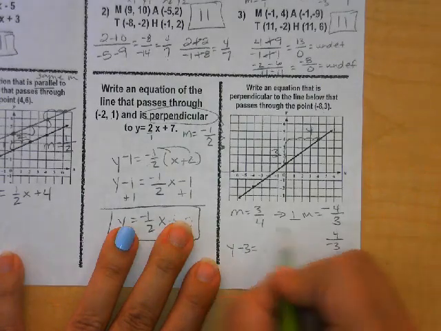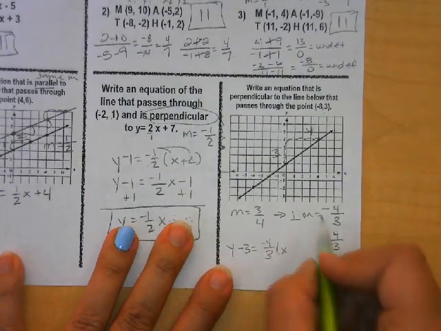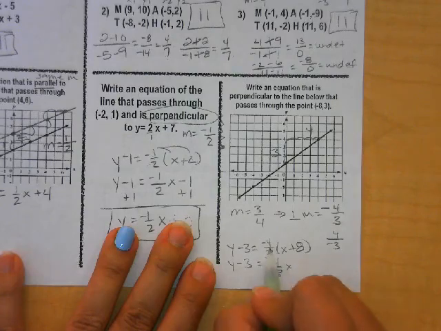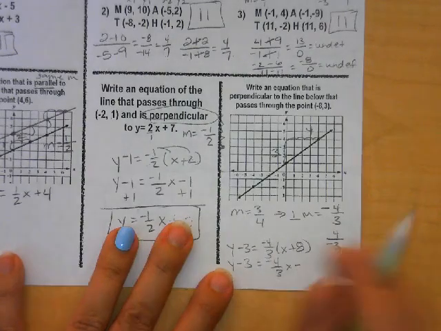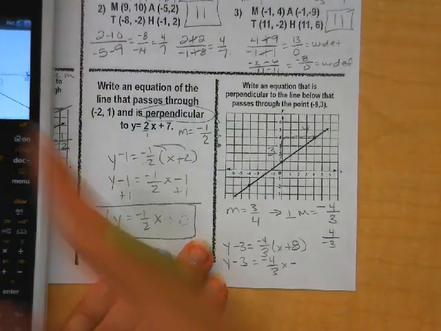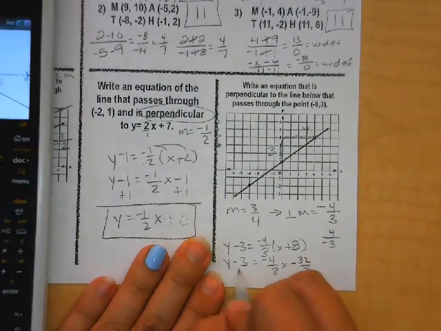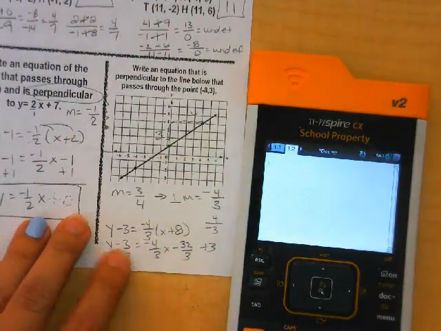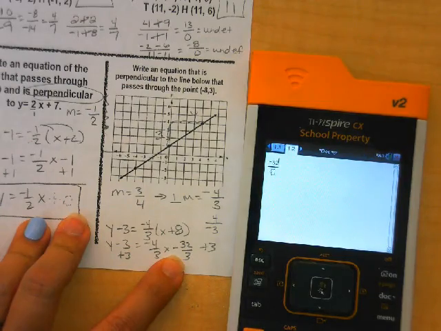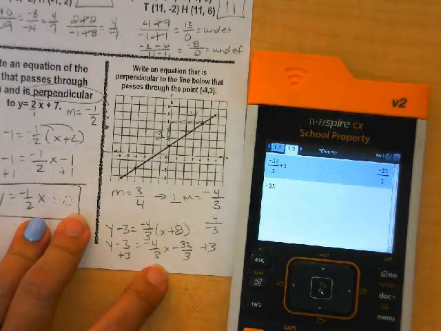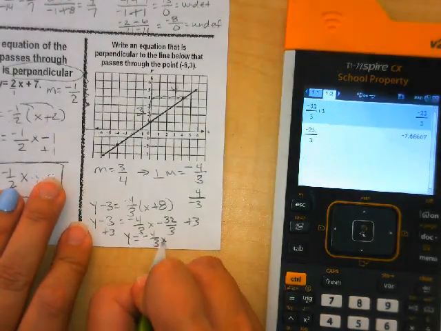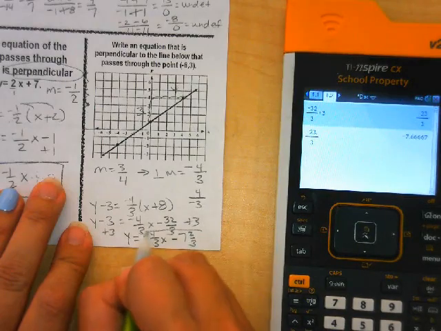Y minus 3 is equal to a negative 4/3 x plus 8. Distribute. Negative times a positive is a negative. This is 32 over 3. And then we're going to add 3 to it. And again, work smarter, not harder. I can definitely put that into my calculator. Negative 32 over 3 plus 3 is a negative 23 over 3, which is ugly. So y equals negative 4 over 3x minus 7 2/3.